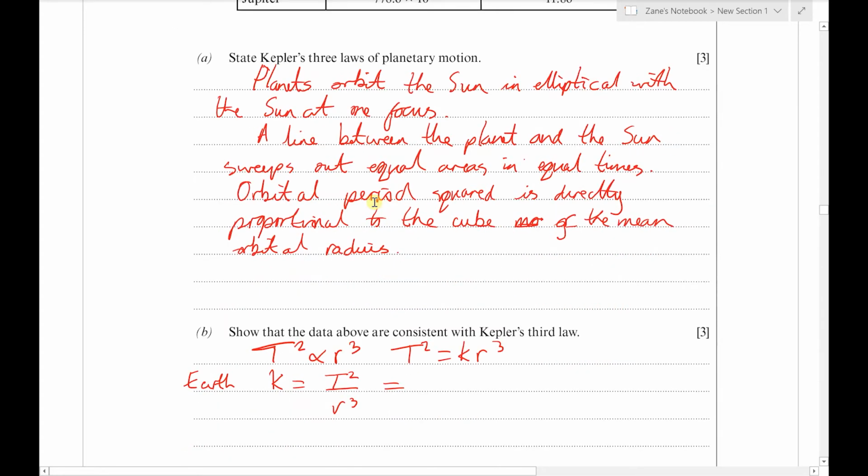So for the Earth, we've got 1 year squared over 149.6 times 10 to the 9 meters cubed. So if we put those values into the calculator, what are we going to get? We get basically 2.99 times 10 to the minus 34 years squared per meter cubed.